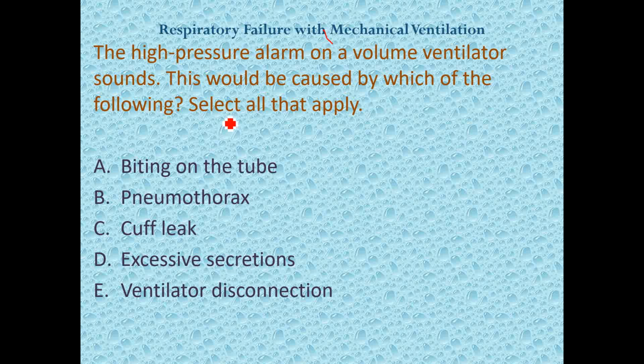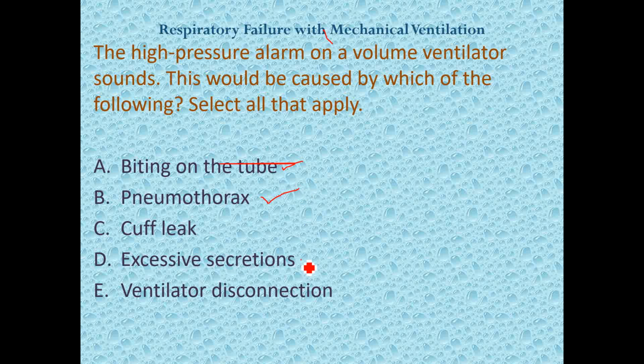What could be occurring with the patient that would cause that high pressure alarm to go off? Of course, the answers are going to be, if the patient is biting on the tube, that's going to create resistance against the flow of air on the ventilator, so the ventilator alarm is going to go off. What about a pneumothorax? Yes, if the patient has a pneumothorax, this is going to cause more resistance, and it's going to cause the ventilator to have to blow harder or use more force to blow in air.